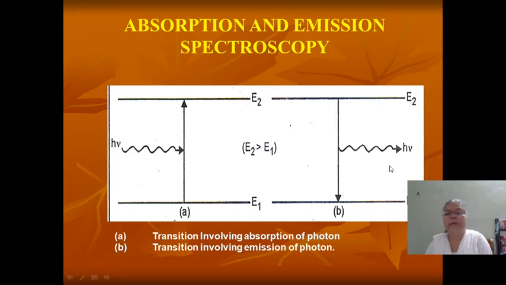And in the B diagram, we have shown the emission spectra. Here the molecules return back to the ground level or low energy level. At that time we obtain emission spectra. The A diagram shows the transition involving absorption of a photon, and the B diagram shows the transition involving emission of a photon.